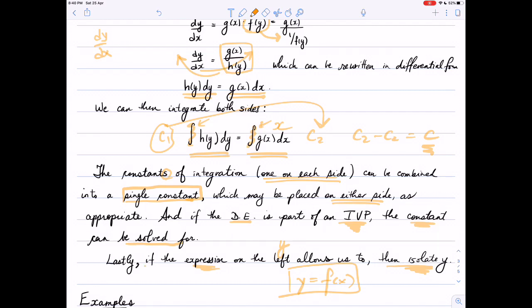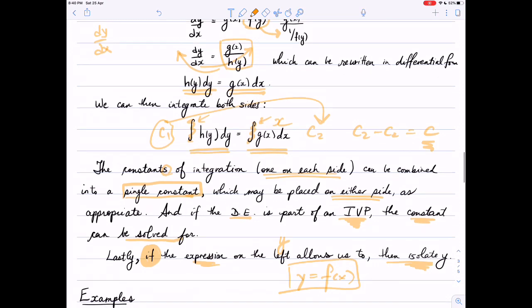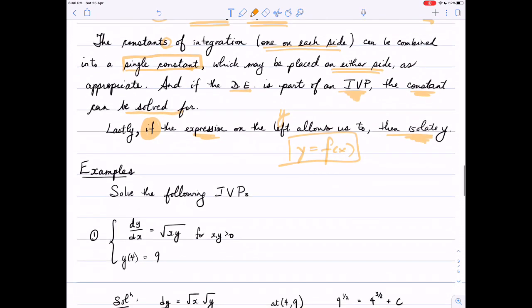Now, that is a big if. That is a big if. So sometimes you'll be able to isolate for y, sometimes you won't, and we're going to see one of each kind of example. So let's look down here.